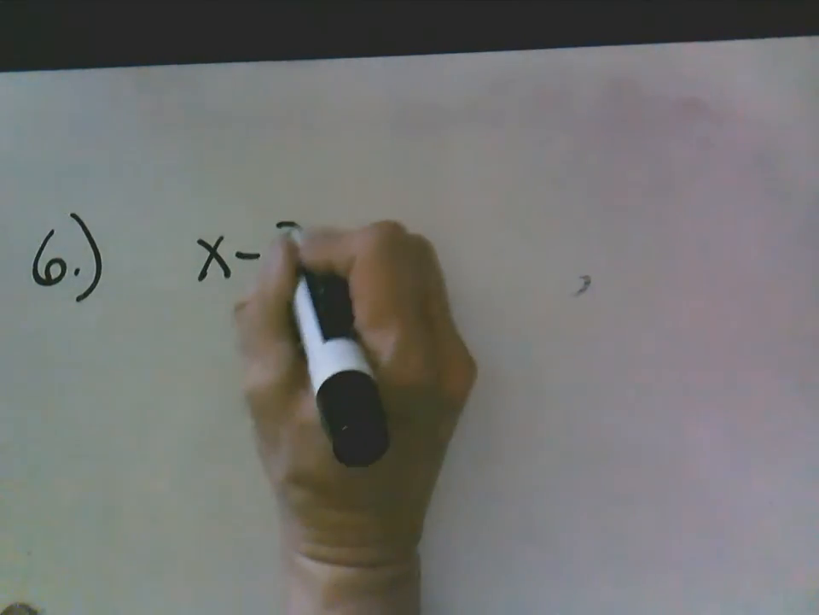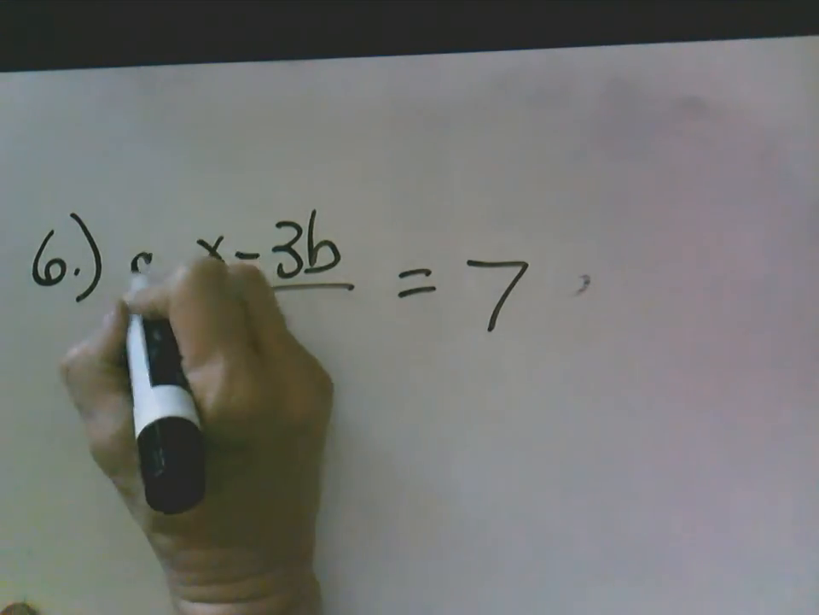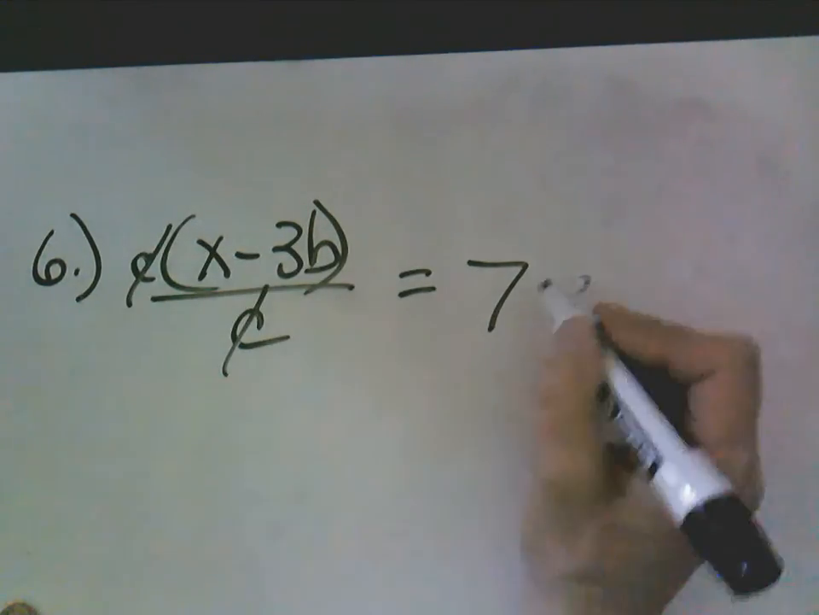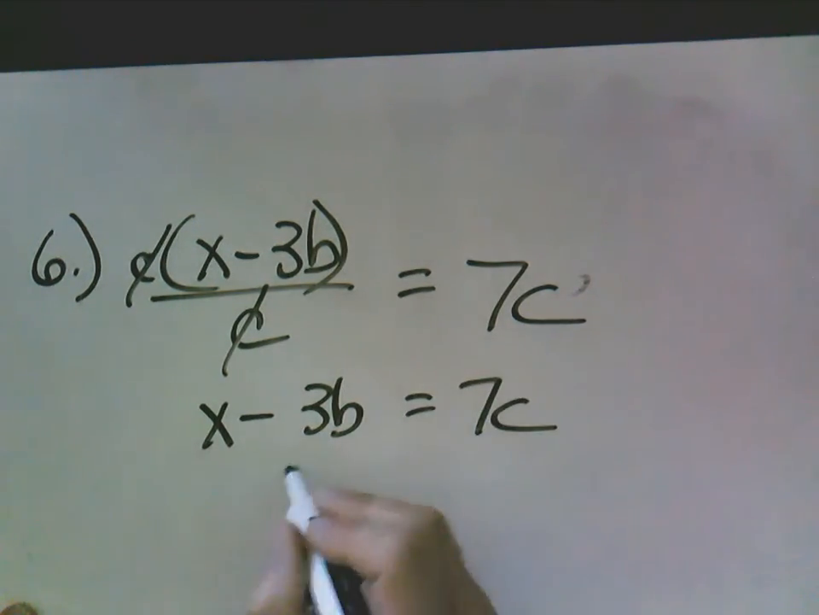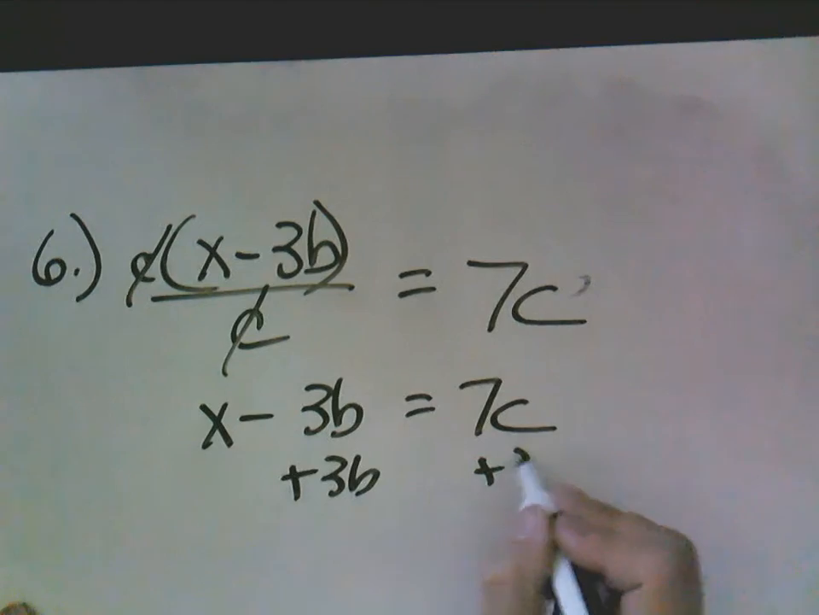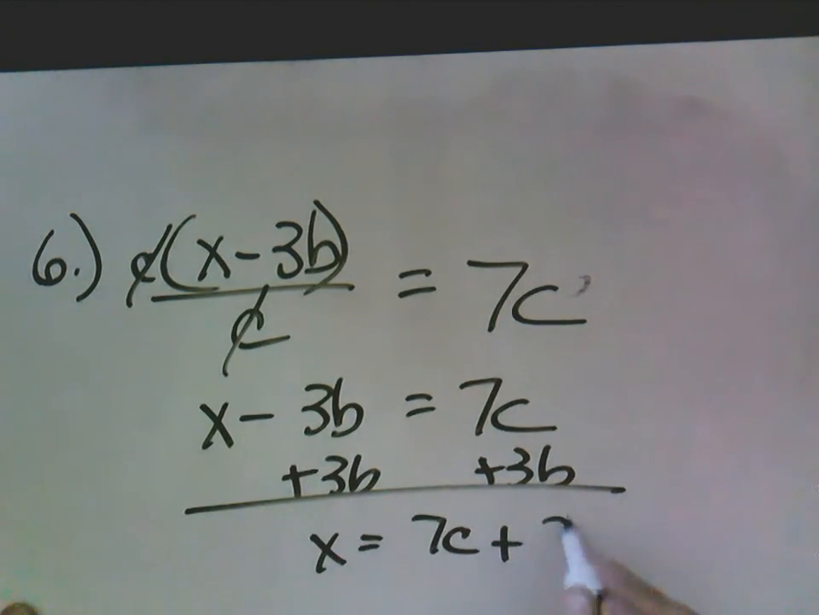And for number 6, x minus 3b over c equals 7. I want to get rid of the c. Multiply both sides by c. I get x minus 3b equals 7c. Add 3b to both sides. X equals 7c plus 3b. Okay, now let's look at the challenge problem.